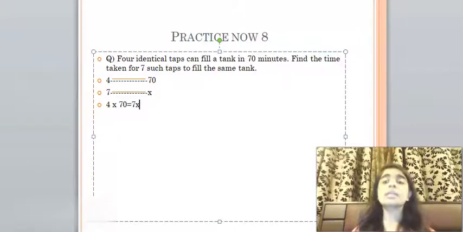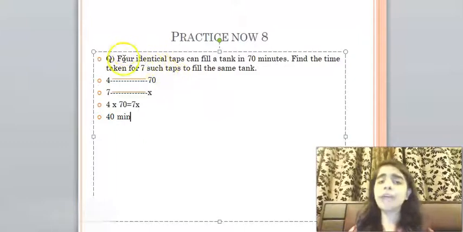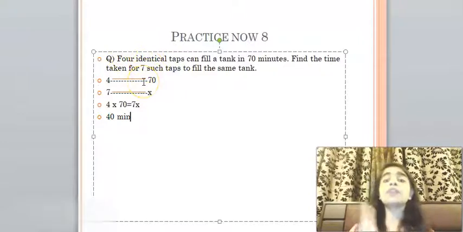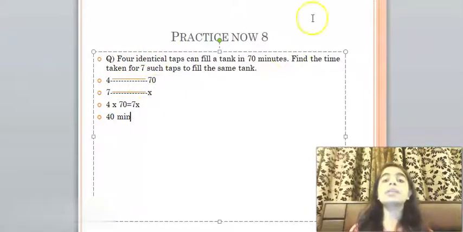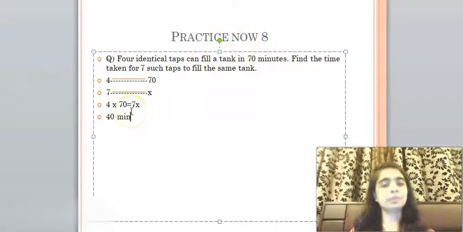Now we need to find the value of x. What will we do? 7 is multiplying on the other side, so it will divide. So 70 divided by 7 will be 10 and 10 multiplied by 4 will be 40. So 40 minutes. So you realize that first I had 4 taps, now I have 7 taps. So my number of taps increased and my minutes actually decreased from 70 to 40. Okay, now let's do Practice Now 9.